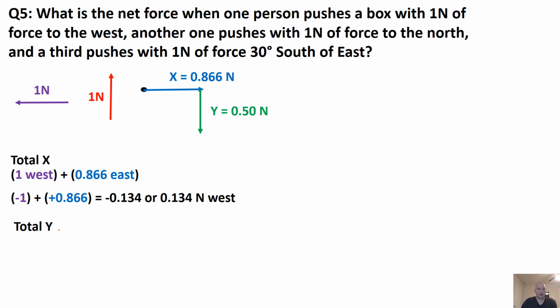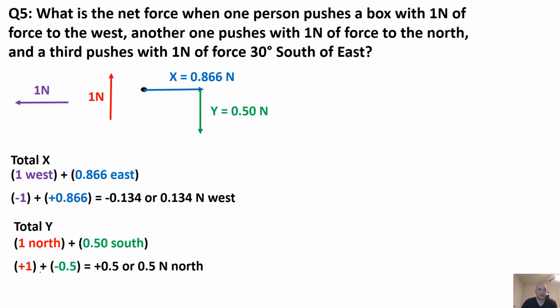Now we can figure out what our total y is. So we're going to take this and put that together with this. So we have 1 north and 0.5 south. We're going to call the north positive and south negative. And we get an overall positive, which would be 0.5 north.